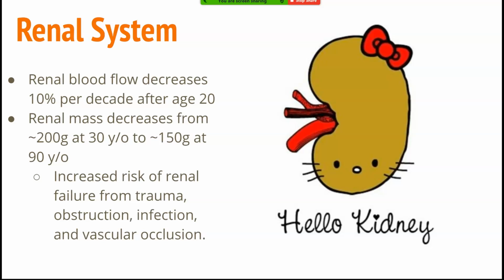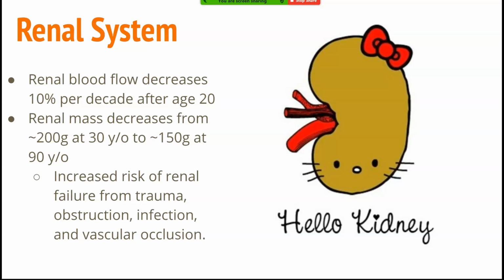Your kidneys, which, bless them, are part of some of the busiest organs in your body, start to have decreased blood flow after your age of 20. Let's talk about how old you feel now. At 20, your renal blood flow starts to decrease by 10% every decade. Okay? Depressing. And then at 30, your renal mass starts to also decrease, okay?